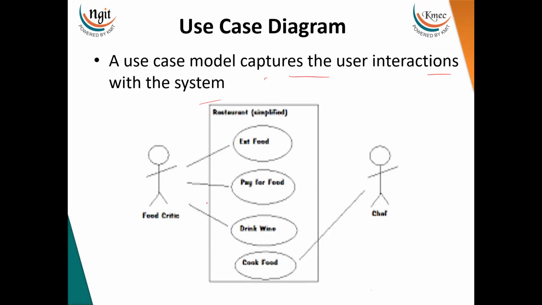Now you can see this is a food critic actor. This is the chef. The food critic can eat food, pay for the food, and drink the wine, and the chef can cook the food. You can see the relationship that is mapped from chef to cooking the food, whereas the customer or the food critic can perform all these operations. These are the use cases, this is the boundary, and this is an actor.